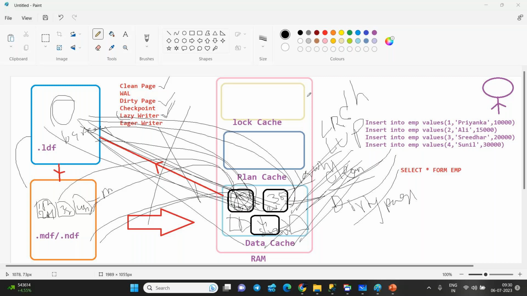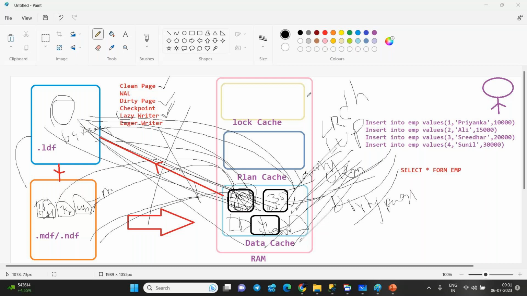And these are the major differences. We can control checkpoint but we can't control lazy writer. Checkpoint will move the data, lazy writer will also move the data. We have different types of checkpoint, but lazy writer doesn't have any different types. We have only one lazy writer thread. Checkpoint won't flush, but lazy writer will flush the pages based on the count.